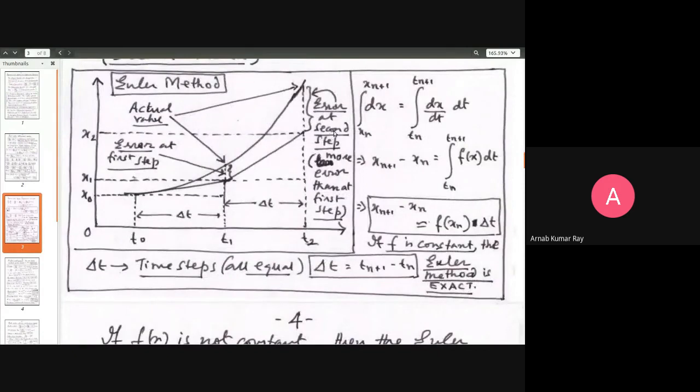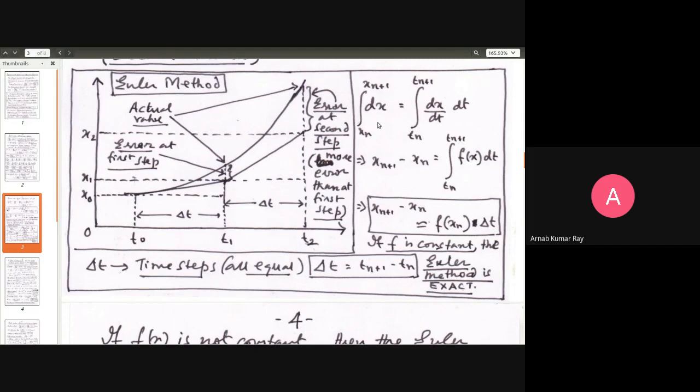But anyway, I've mentioned something over here. Error at the second step, more error than at the first step. This is the error at the second step. This is the error at the first step. And you can see that the error at the second step is more than at the first step. Whereas the actual value of the function is this point and this point, actual value. So this is the basic principle of the Euler method.